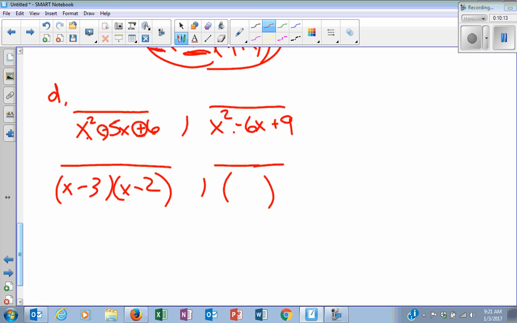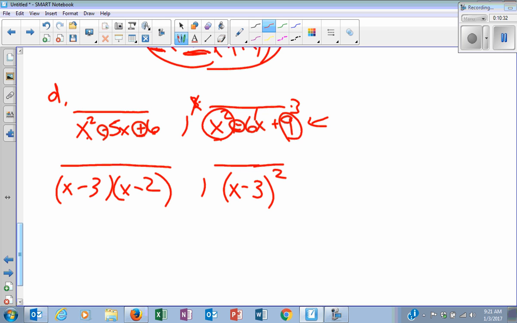Done. Now this one right here has a perfect square, which is 3. This is a perfect square, which is 3. This times this is 3x times 2 is 6x. So it is x minus 3 squared. This was an example of a perfect square.